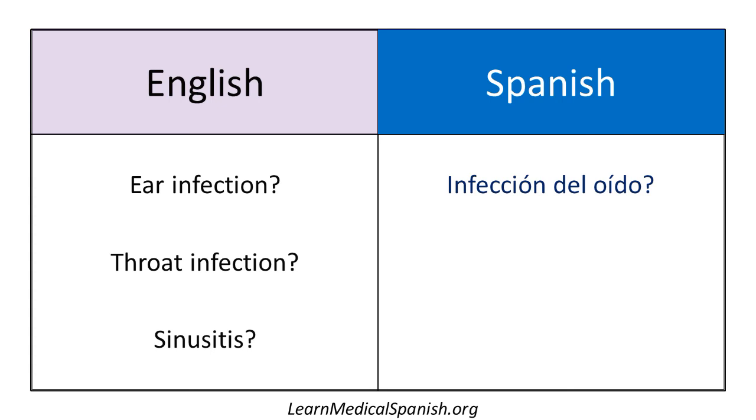Okay, next phrase, throat infection. De la garganta. So in case it wasn't clear, that's piggybacking on the previous question, because you could use these back to back. You could say infection of the ear, of the throat. So this one just means of the throat, de la garganta.